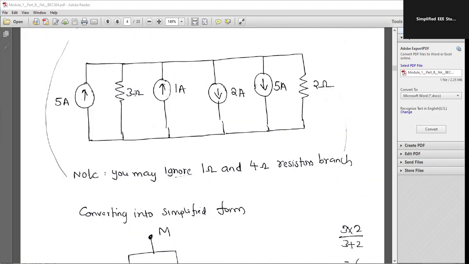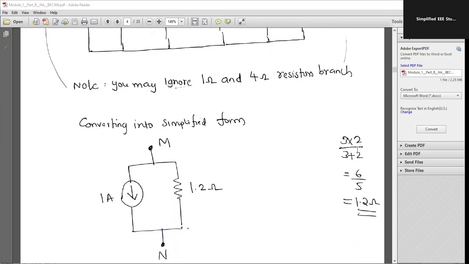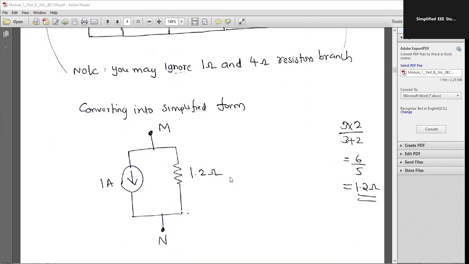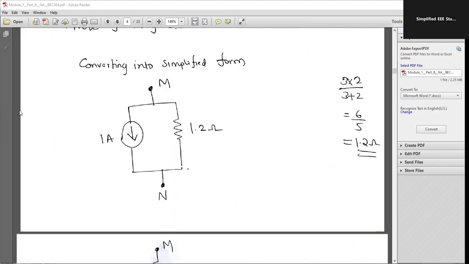Then you have to simplify the resistors. 3 ohm and 2 ohm are in parallel. So what is the result? 3 into 2 divided by 3 plus 2, that is R1 R2 by R1 plus R2. The result is 1.2 ohm. Therefore, 1 ampere is in parallel with 1.2 ohm. So then what are you supposed to do? 1 ampere is in parallel with 1.2 ohm.